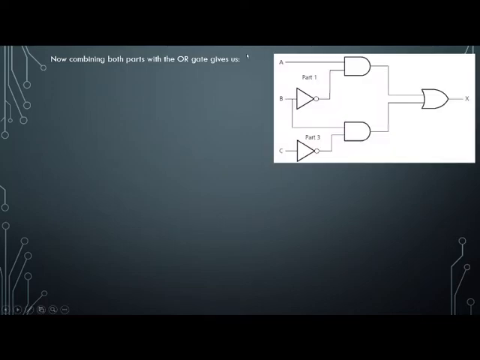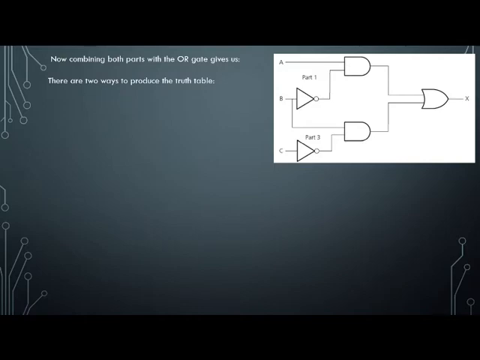So now combining both parts with the OR gate gives us this. You have to combine part one and part three to get the output. And you already know this is the symbol of an OR gate. So we combine them like this.